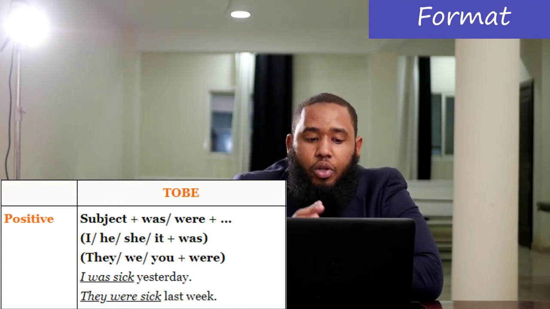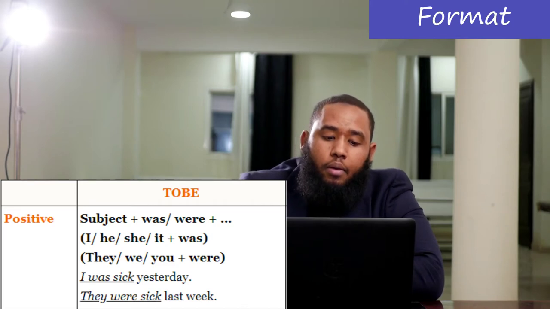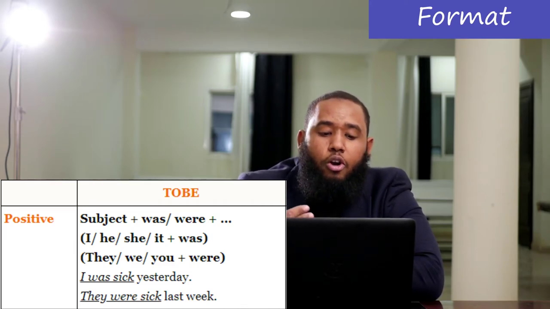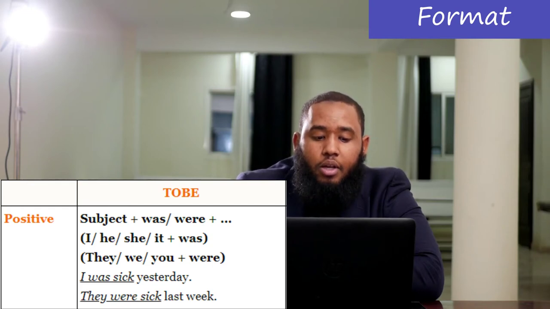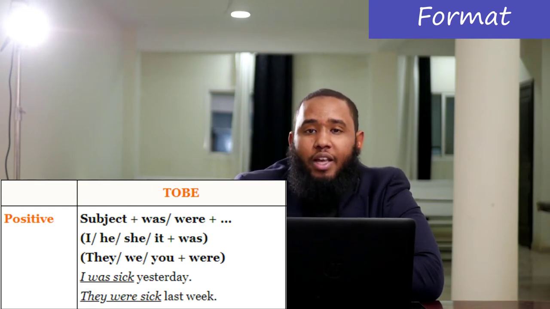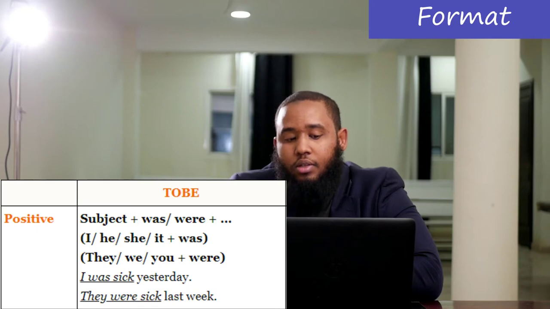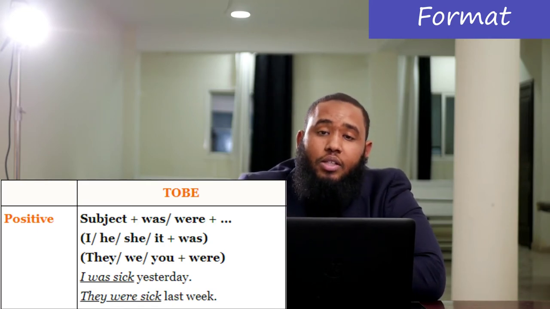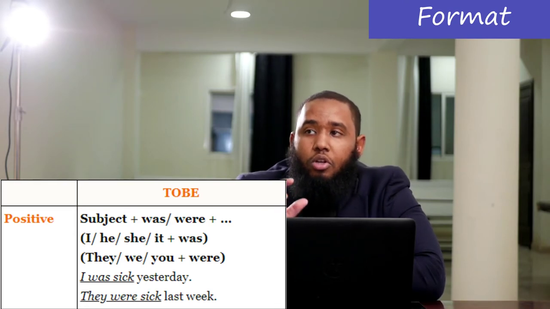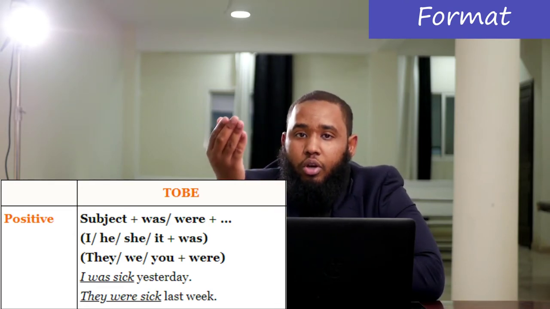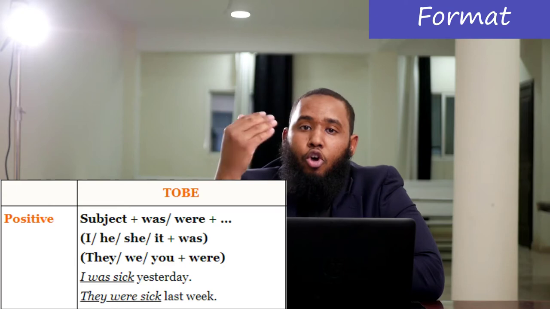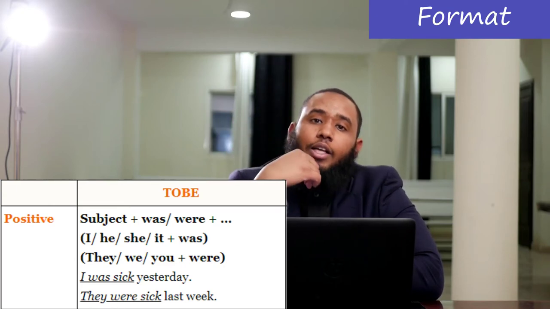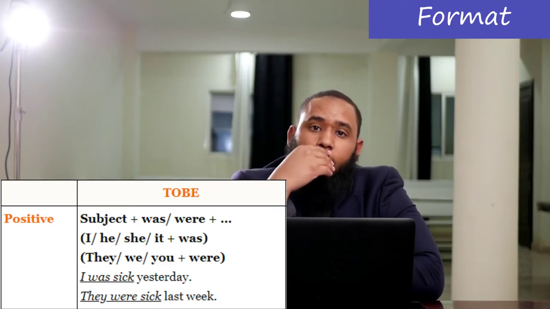So if we look at the examples here, it says I, and then you use the word was, because I always has to be followed up with was: I was sick yesterday. Whereas we see in the second example, it says they, and whenever we use the word they, as you can see on the screen, it will be followed up with were: they were sick last week. This is the positive sentence.